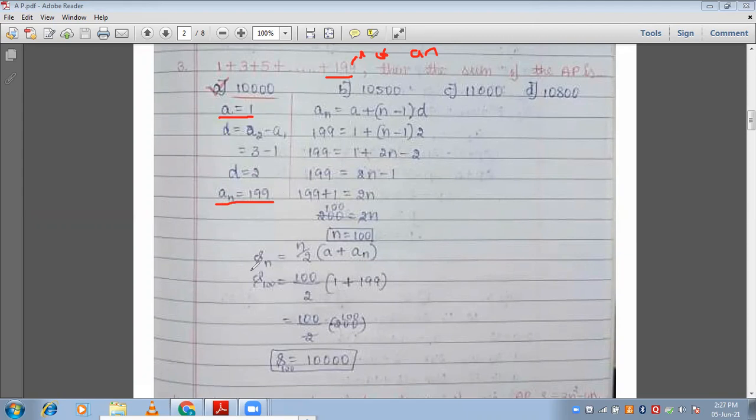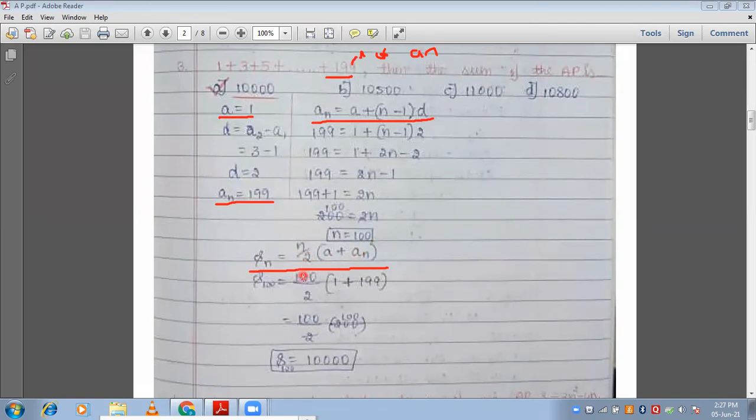We know the sum formula: Sn is equal to n by 2 into a plus an. We know the value of a and the an value, but you don't know the value of n. So use this formula: an is equal to a plus n minus 1 into d. An is 199, the last term, is equal to a which is 1 plus n minus 1 into d, the value of d is 2. Simplify this one, you will get n is equal to 100.